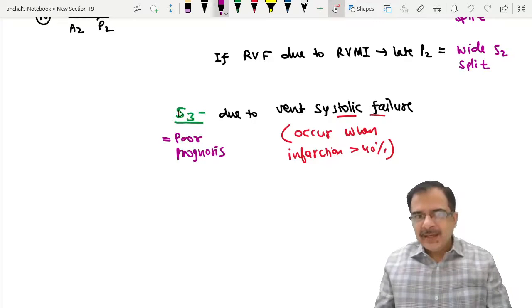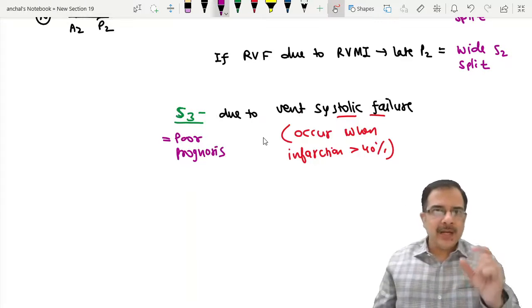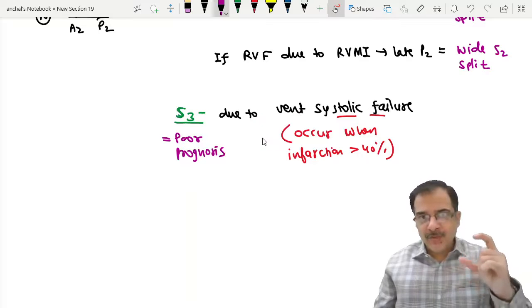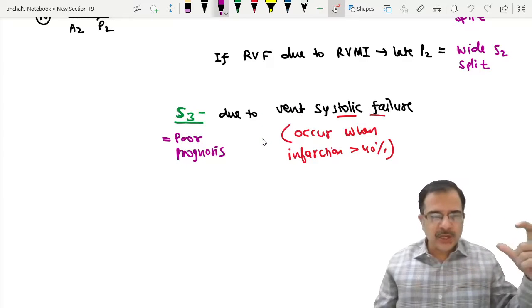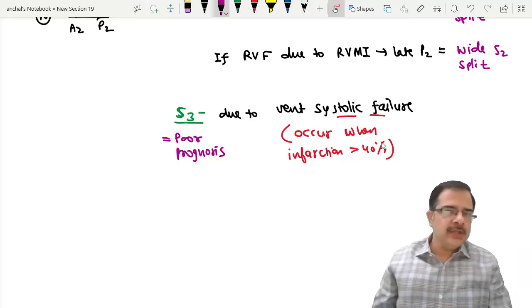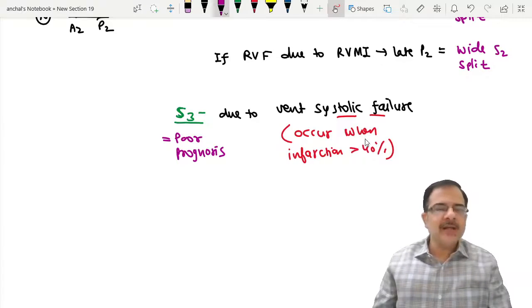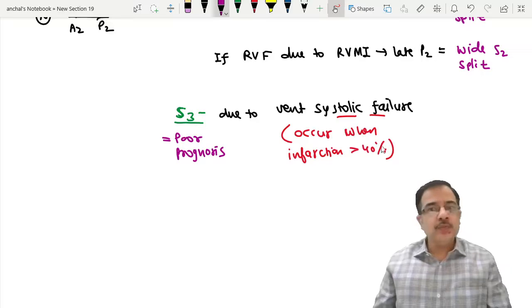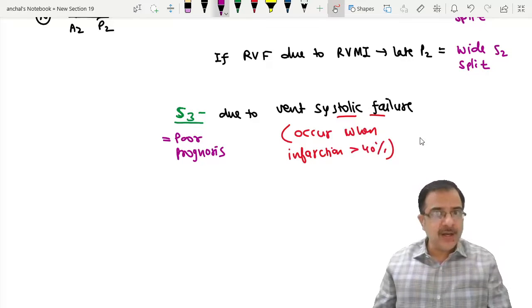And indeed, S3 is also included in the Killip class of MI. Killip class is a prognostic class of the MI that includes S3. So it indicates a poor prognosis. The reason is simple, because it indicates the infarction area is large, more than 40% of the area of the ventricle, particularly the left ventricle.